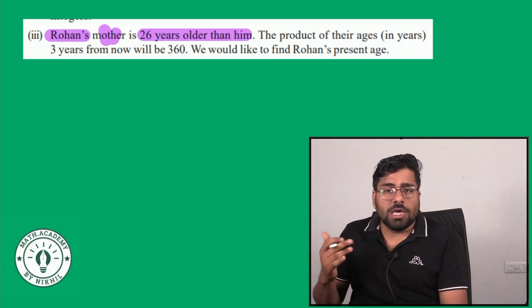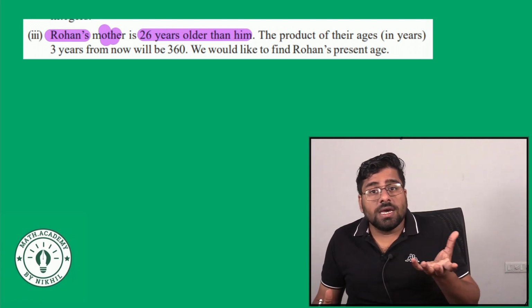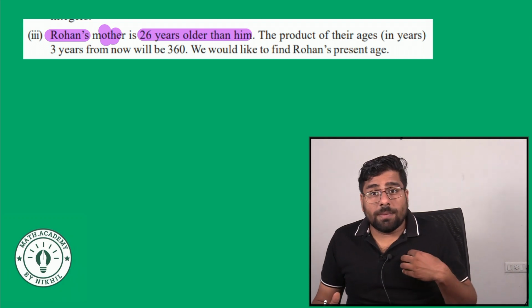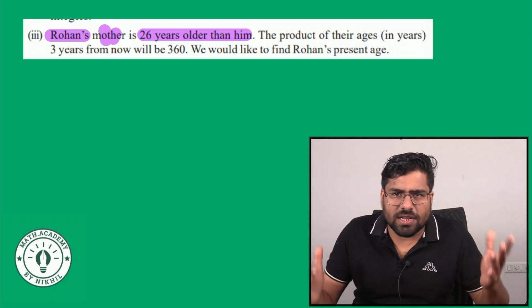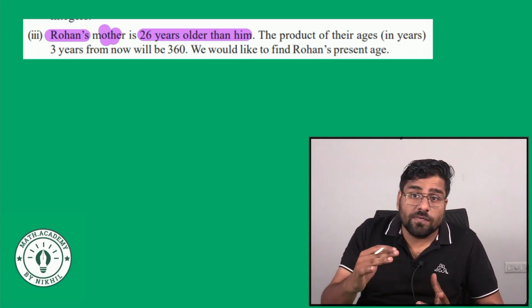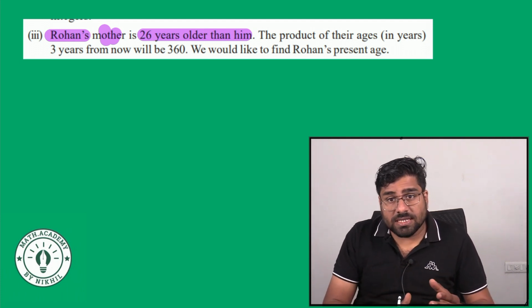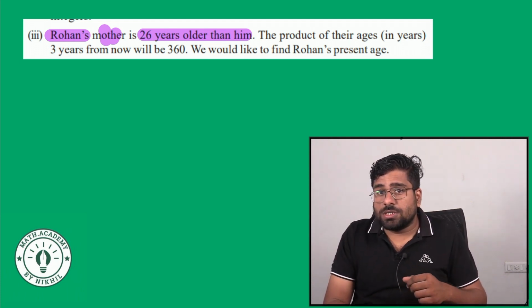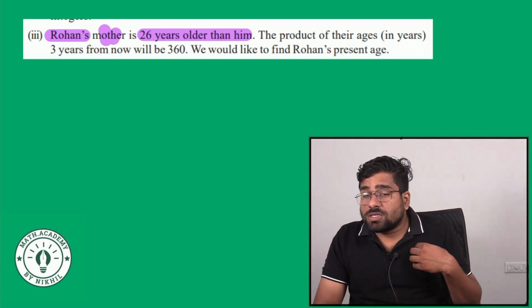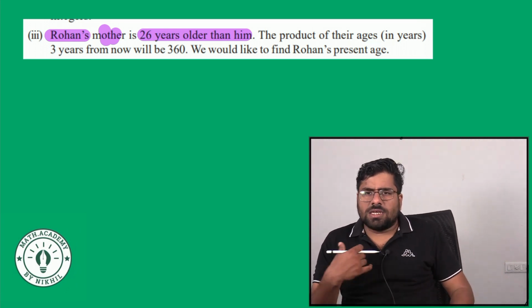For example, if Rohan happens to be 10 years of age, then his mother is going to be 10 plus 26. If Rohan happens to be 50 years of age, it could be the age of your father, then we can say his mother's age is going to be 50 plus 26. That's the logic behind the whole thing. So it's better to have the variable be Rohan's age.